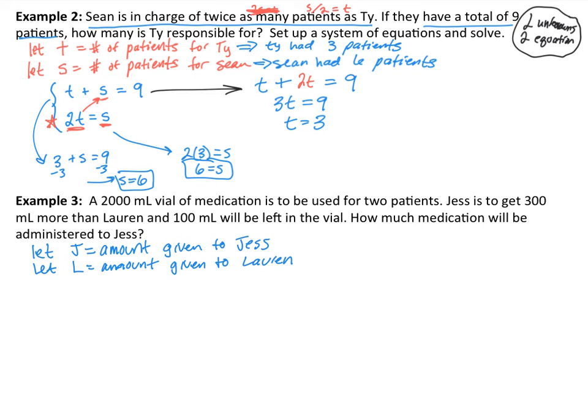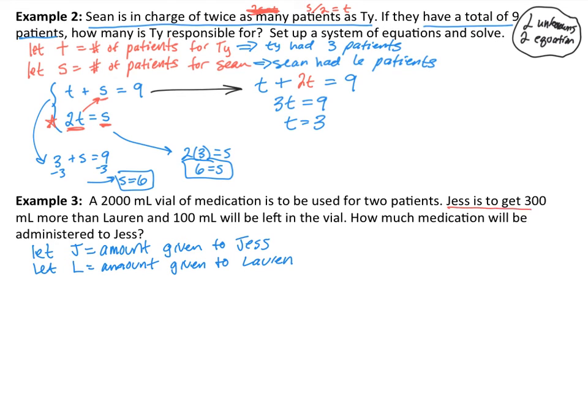So what I want to do now is, given the information in this problem, set up and write 2 equations. So I'm looking for a system of equations using J and L, and I need 2. I must have 2. So first, let's see if I can go back and find information.